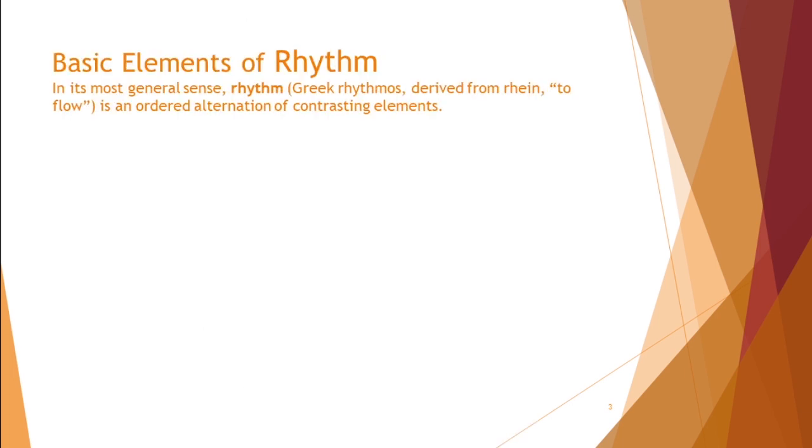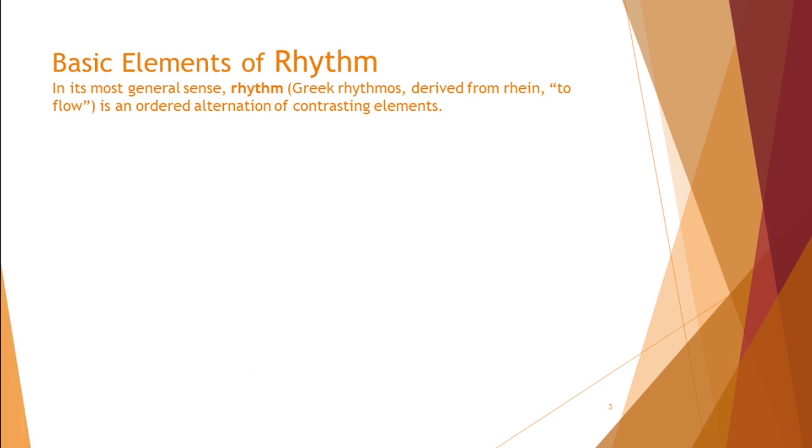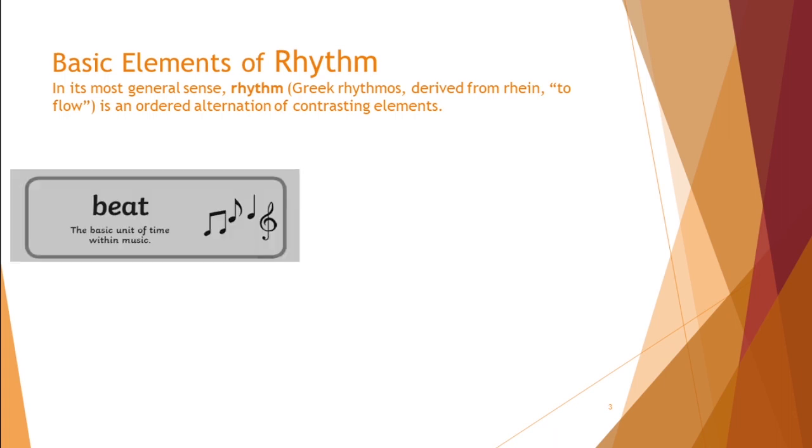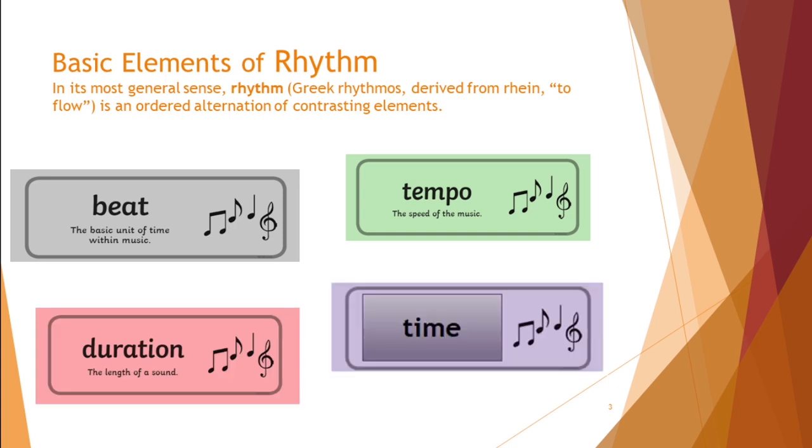The basic elements of rhythm are what we're going to look at today, as I mentioned. In the most general sense, rhythm comes from the Greek rhythmos, deriving from rhein, meaning to flow in English. And rhythm is an ordered alternation of contrasting elements. The most important features of rhythm are the beat, the tempo, the duration, and the time.